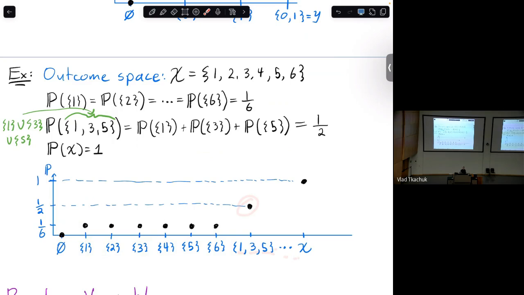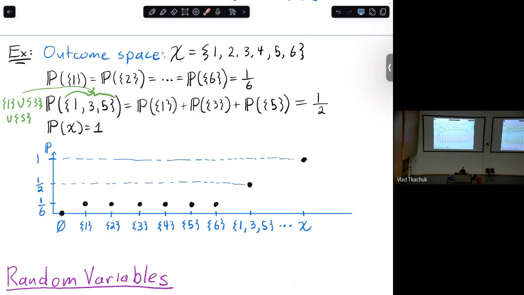So what's the solution? Roughly speaking, you're only going to need to define it for all of these singleton events, which are the events that contain only single outcomes. And we're going to see that this gives us what is called a probability mass function in a second.